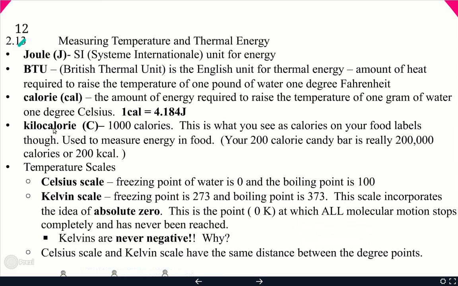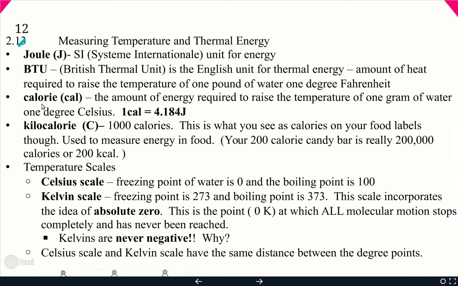A kilocalorie, now remember kilo means 1,000. So just like a kilometer means 1,000 meters, a kilocalorie means 1,000 calories. The other thing I want you to see here is that a kilocalorie has a capital C, and a little calorie has a lowercase c. So a kilocalorie is what you see on your food labels. If I have a candy bar and it says 200 calories, it's really 200,000 calories because it's 200 kilocalories in that food, which makes it sound a whole lot worse. Maybe if they wrote 200,000 calories on there, we would eat less of it.